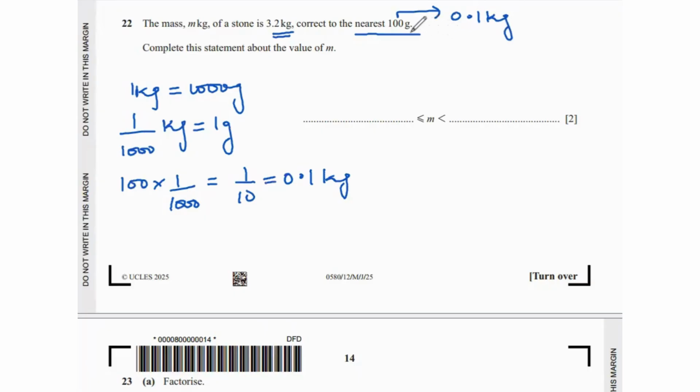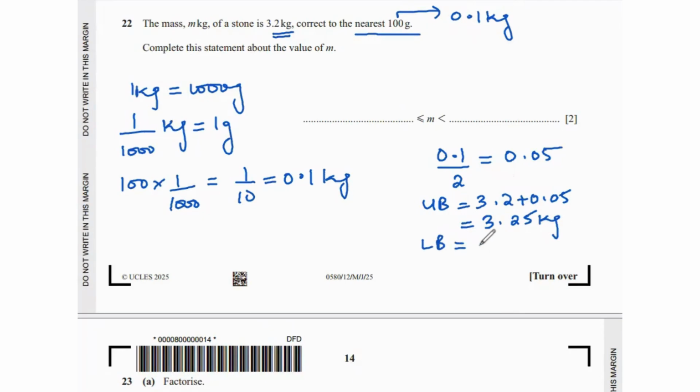Now, whatever it's nearest to, in our case now it's 0.1 kgs because the measurement was in kgs, you will divide that value by 2. So 0.1 divided by 2 is 0.05. So for the upper bound, we do 3.2 plus 0.05, which is 3.25 kgs. For the lower bound, it's 3.2 minus 0.05, which is 3.15 kgs. So your maximum value is going to be 3.25 and minimum is going to be 3.15.